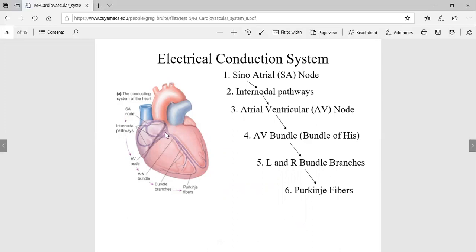Now that signal is going to keep going. It's going to go through this AV node and this bundle. This is called the bundle of His. Everyone still calls it that. They're trying to call it the AV bundle, which I think is kind of stupid because we have enough stuff that starts with AV. So I'm sticking with bundle of His. You can too, right? The bundle of His is going to split into left and right bundle branches. And then you're going to go up a lot of these little fibers, and these are called Purkinje fibers. That's going to help spread that signal throughout the ventricles.